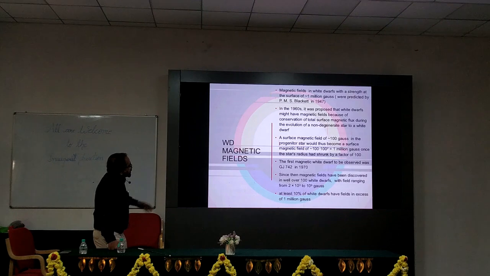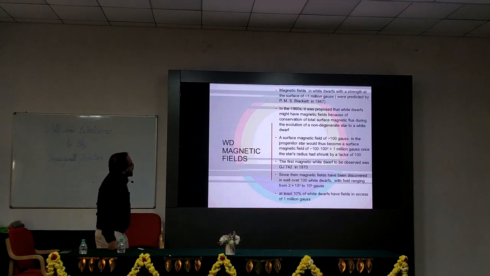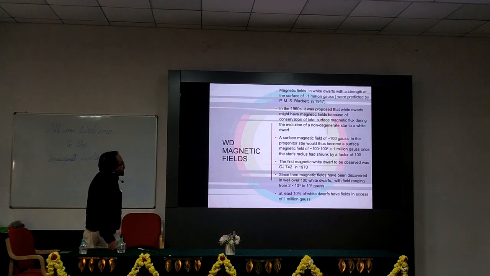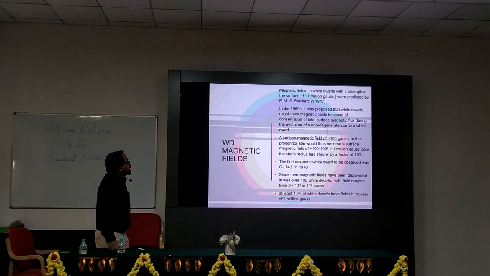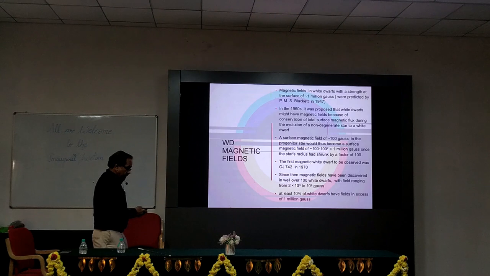And they can have magnetic fields up to even 10 to the power 9, 1 billion Gauss. So that's a big puzzle. So a lot of things are to be explained in the properties of white dwarfs. Okay.